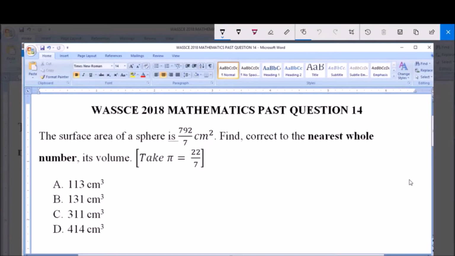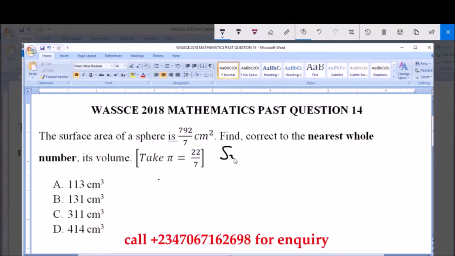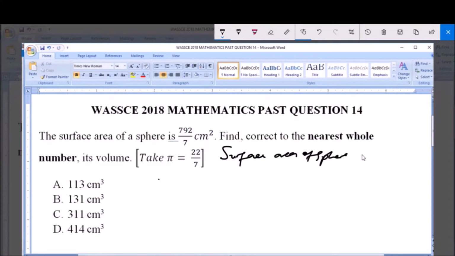Now we're given the surface area of this sphere to be 792 over 7 centimeter square. Now we know that the surface area of a sphere, as the formula is given as 4 pi r square. So it simply means that 792 all over 7 is equal to 4 pi r square. Now this is the formula for finding the surface area, and we are given the surface area to be 792 all over 7 centimeter square.